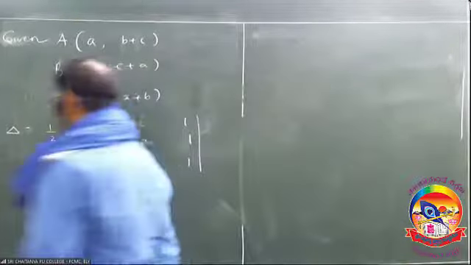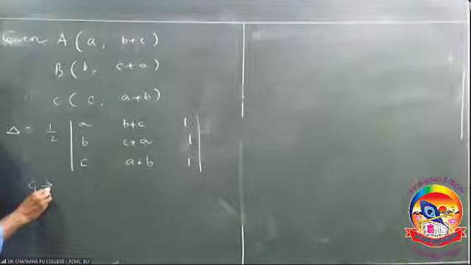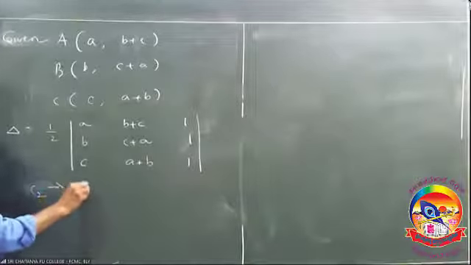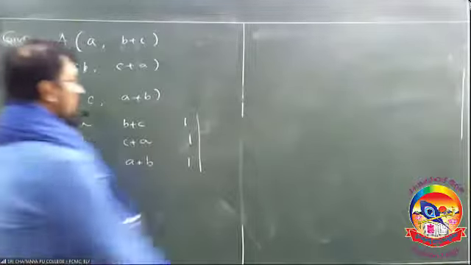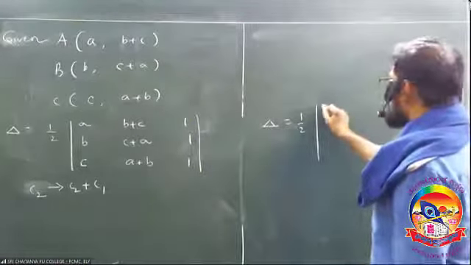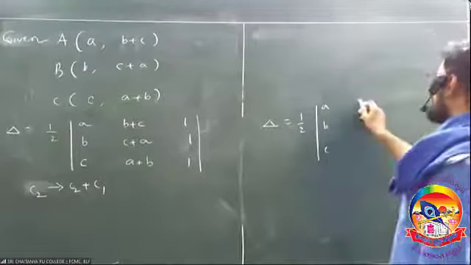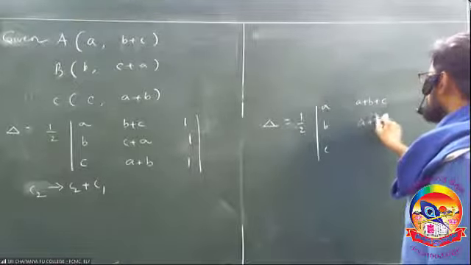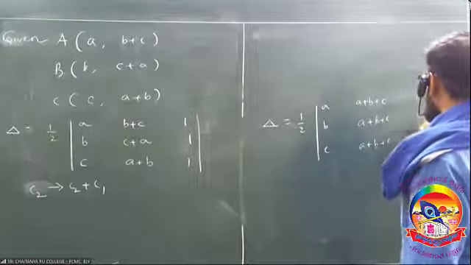What is that property? Observe here, C2 changes to C2 plus C1. At that time, what happens? Delta is equal to 1 by 2 into A, B, C as it is. And this becomes A plus B plus C, and this becomes A plus B plus C, and this becomes A plus B plus C. And this is 1, 1, 1.